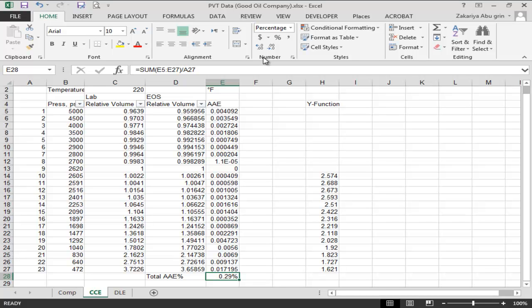And it's already said here in the last point that if it says try to match your CCE data to minimize it to make it below 1%, but we already have it below 1%, so we don't need to match CCE data.